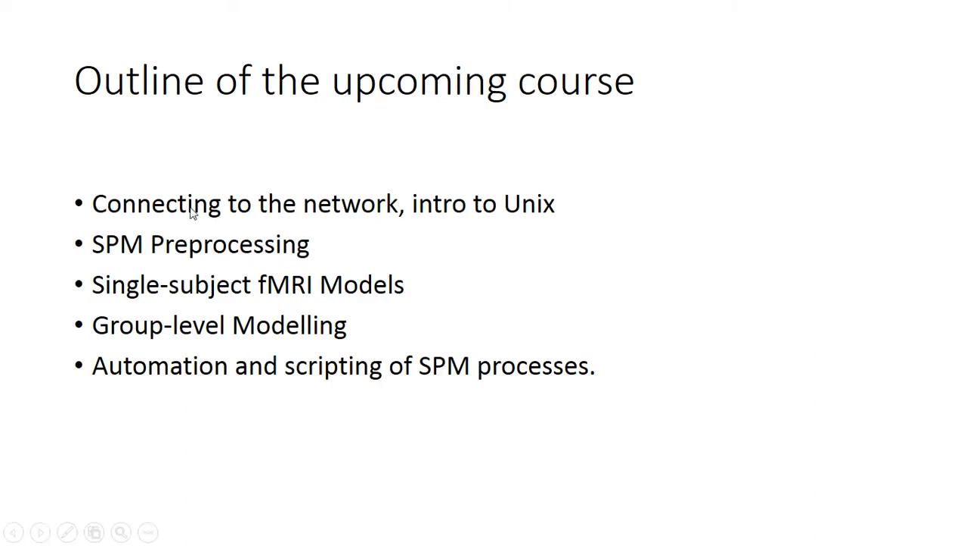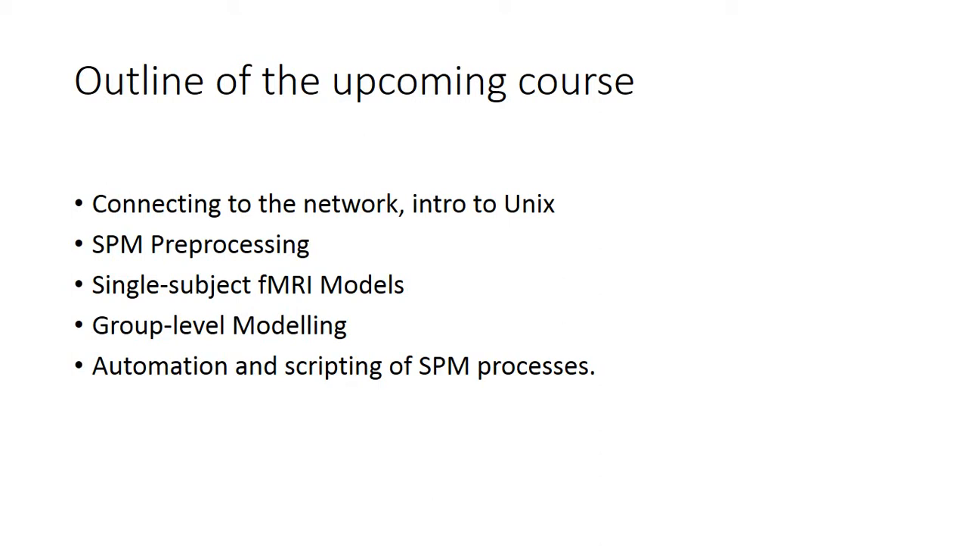The first session this morning will focus on connecting to the network, intro to Unix, and pre-processing data in SPM. This afternoon we'll look at single subject modeling in fMRI to get estimates of individuals' responses to stimulus conditions. Tomorrow morning we'll look at group level analysis, where we take the output from single subject modeling and try and draw some population inference using one sample t-test, two sample t-tests, paired t-tests, that sort of thing. And finally, tomorrow afternoon we'll look at automation of SPM using scripting. That actually isn't going to be too intimidating. It's only about 5 or 6 commands in total.